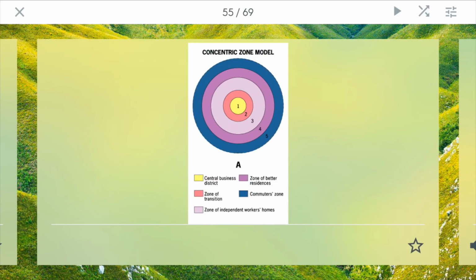This is kind of like the agricultural theory of von Thunen. It's actually very similar, where the central business district is kind of like where the dairy production is, followed by zones of transition, independent workers' homes, suburbs, and better residences, and eventually commuter zones where people who work in the city travel from.